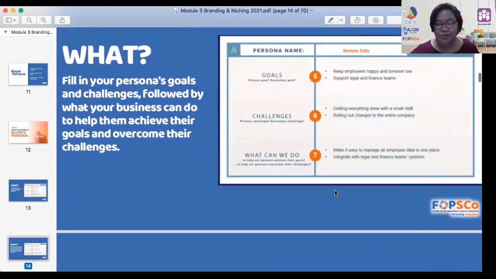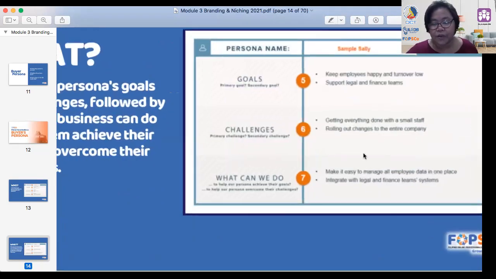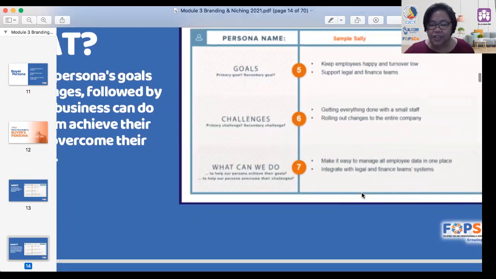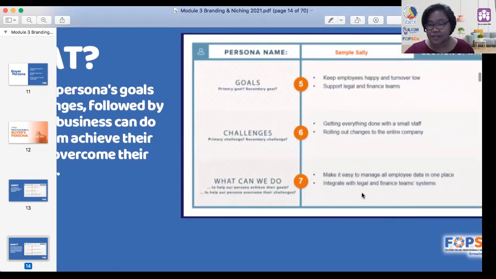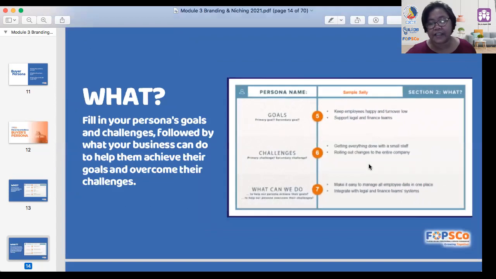Okay, that could be one of the challenges that you can identify with the head of the HR department. And then what can we do? Okay, so dyan na papasok, kunyari you're a service provider, so what can we do? Make it easy to manage all employee data in one place. So if you're a freelancer that's into databasing, or integrate with legal and finance team systems. So because her challenge, her goal is to really support the legal and financial team.